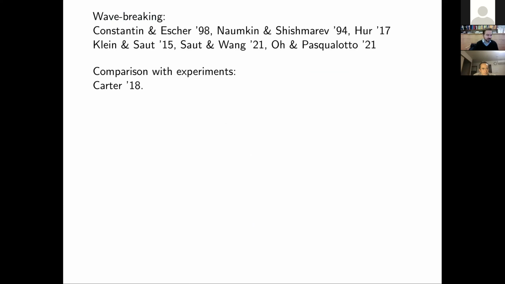Whitham's motivation for introducing this equation was to capture two different things. One was wave breaking, as Mats also mentioned, and the other was to capture the highest wave, which is not smooth.